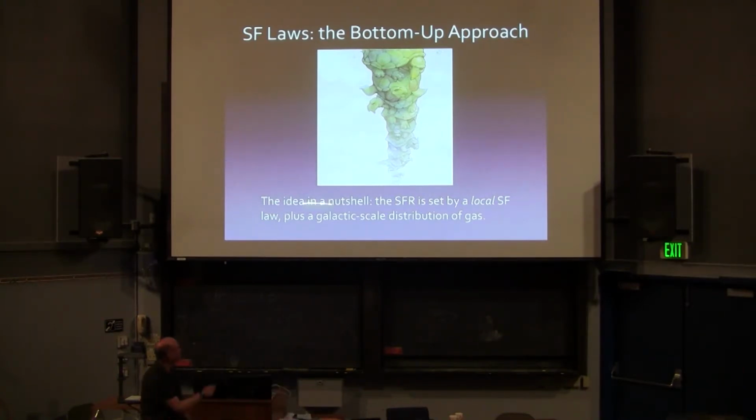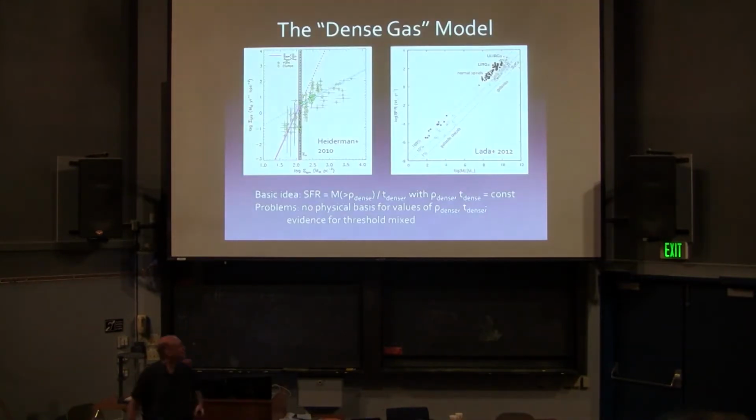The local star formation law is what matters, and the galactic star formation law is simply what is produced by that local star formation law plus whatever it is that controls the galactic scale distribution of where the gas is and what its density structure is. One version of this isn't even so much a model as simply an observer's empirical rule, and I call this the dense gas model.